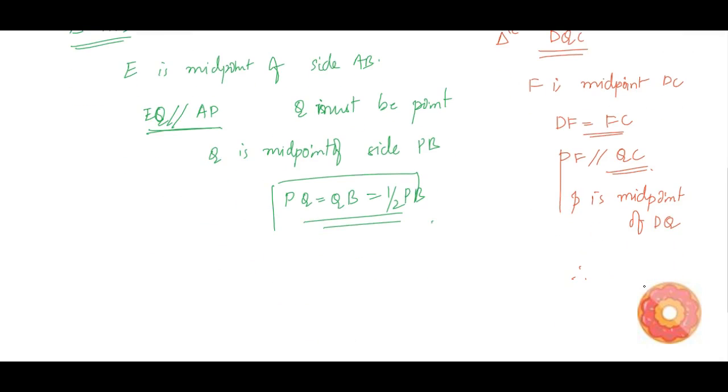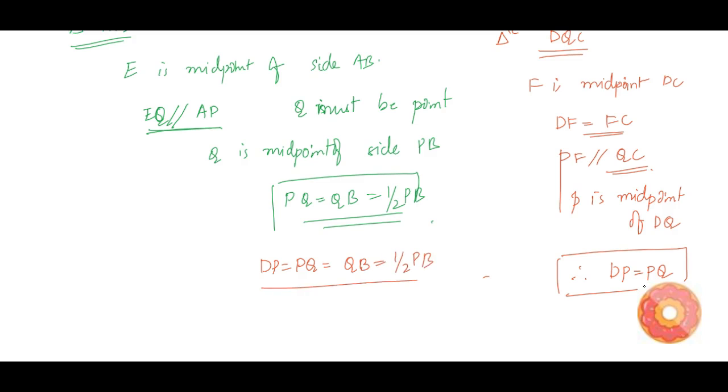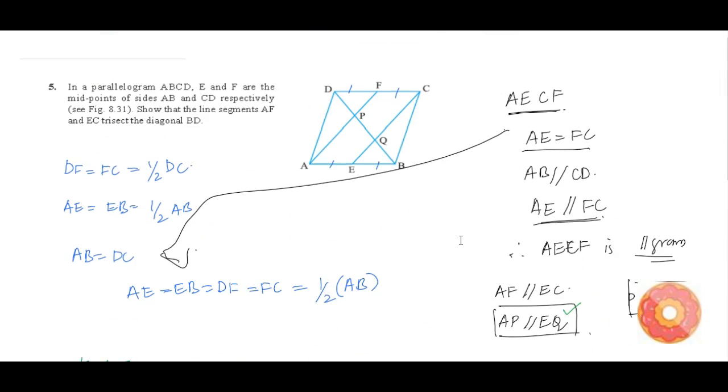Therefore, DP is equal to PQ. This is our second condition. See, DP is equal to PQ is equal to QB is equal to half PB. Therefore, line segments AF and EC trisect the diagonal BD. Hence proved.